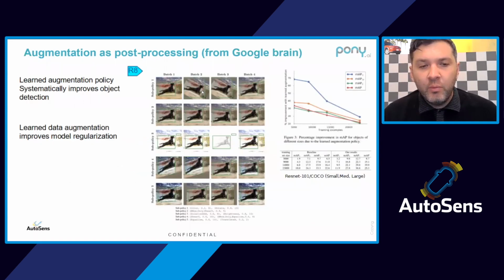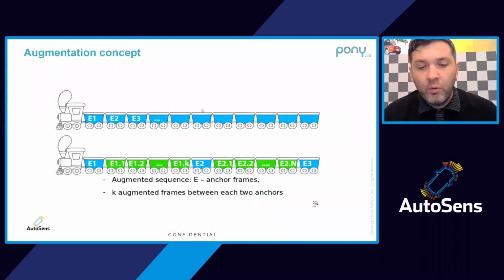A Google Brain paper talks about applying different augmentation policies and how they improve the training process. We can achieve high precision on much less data if the augmentation policy is applied. And what we propose is not applying the modification to captured images, but just applying it to some of the images in our image stream.